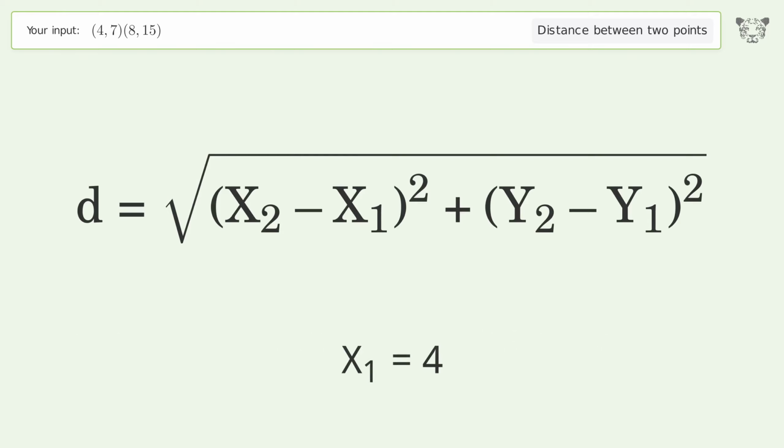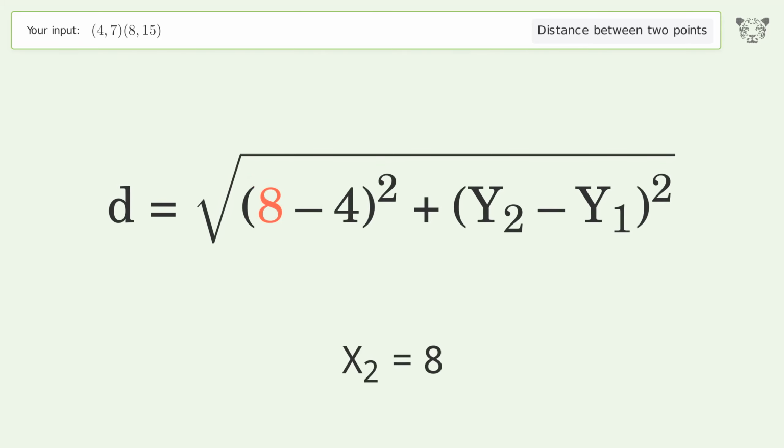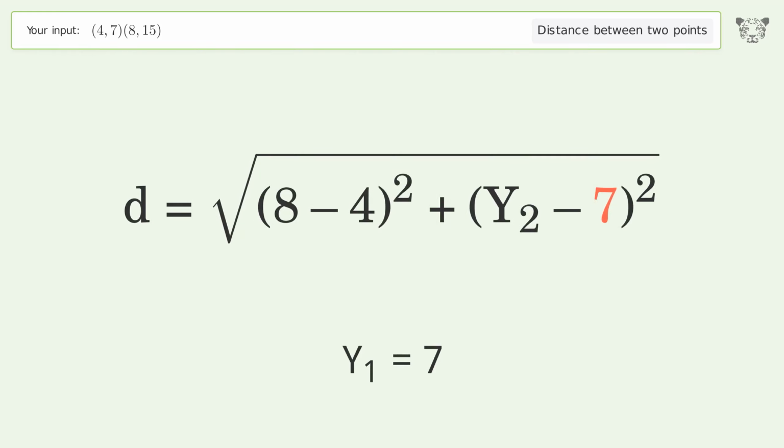x1 equals 4. x2 equals 8. y1 equals 7. y2 equals 15.